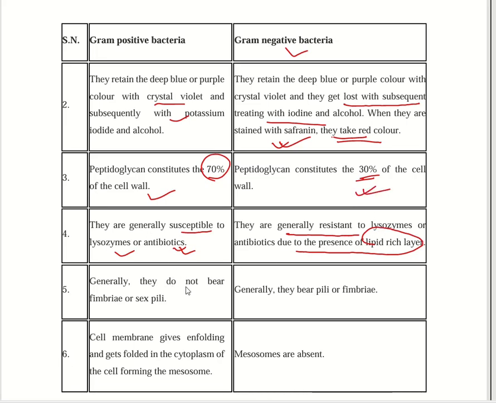In positive bacteria, they do not bear fimbriae or sex pili, and that's just the opposite in negative bacteria, that is, they generally bear pili or fimbriae. And in gram-positive bacteria, the cell membrane infolds and gets folded in the cytoplasm of the cell, which forms the mesosome. In gram-negative bacteria, the mesosomes are absent.